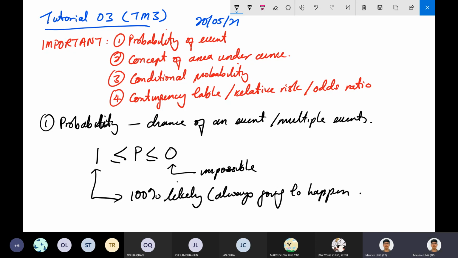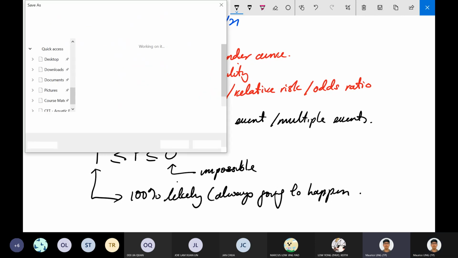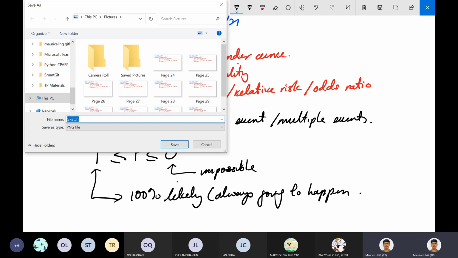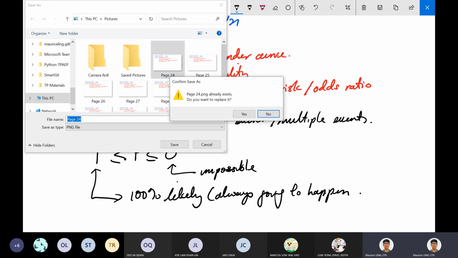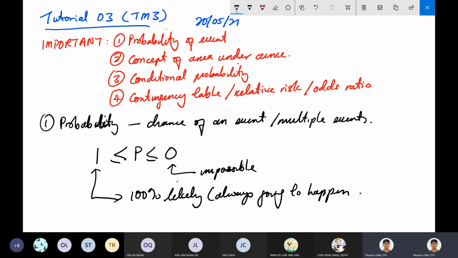Okay, so which means that, let me just save this. Save. Okay, and I save as 24. Oops, empty, how do I get a new sheet?